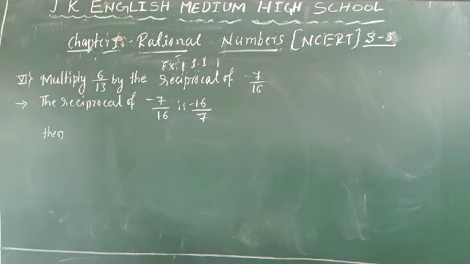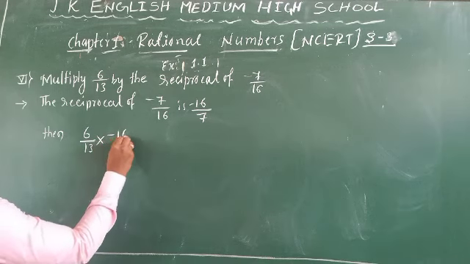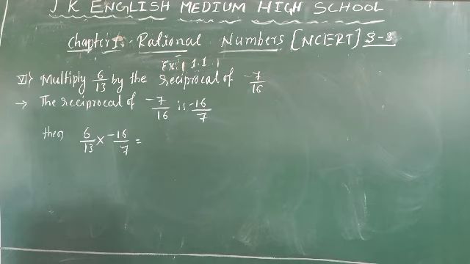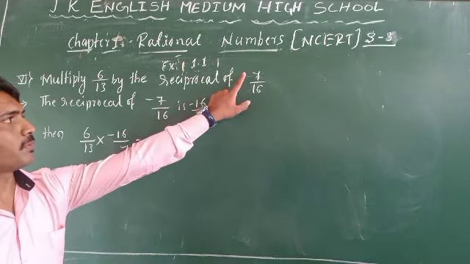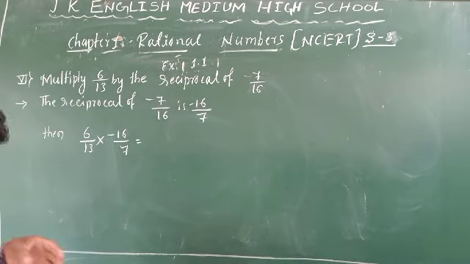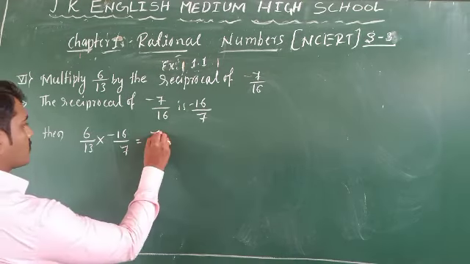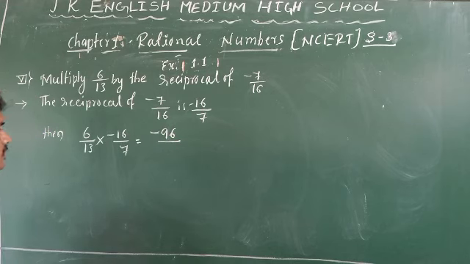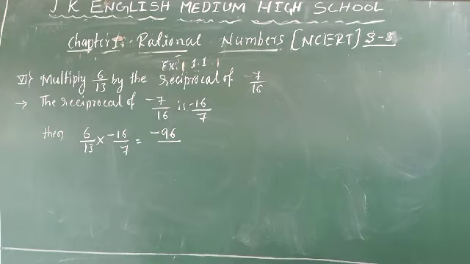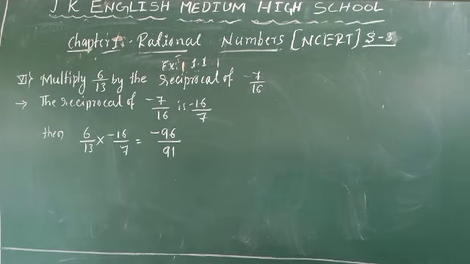Then what should we do? Multiply 6 by 13 into minus 16 by 7. Cleared? 6 by 13 is the first number, and we have taken the reciprocal of minus 7 divided by 16, so 16 divided by 7 is the reciprocal. Multiply them. What will you get? 16 times 6 is minus 96, and 13 times 7 is 91. So this is your answer for the sixth one.